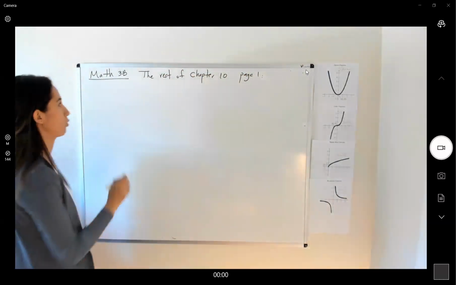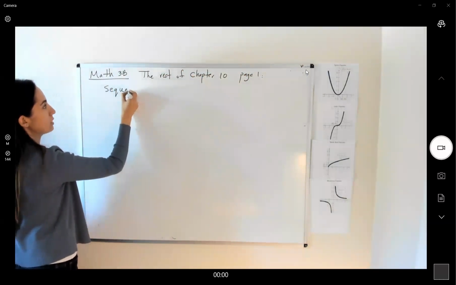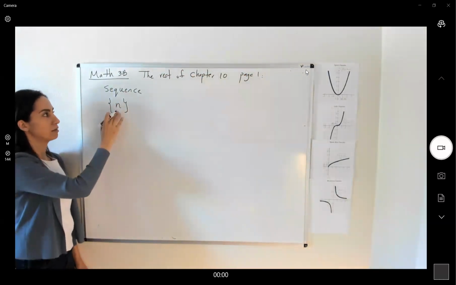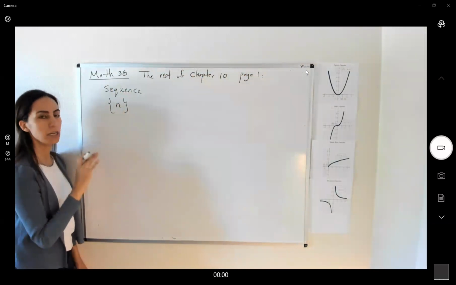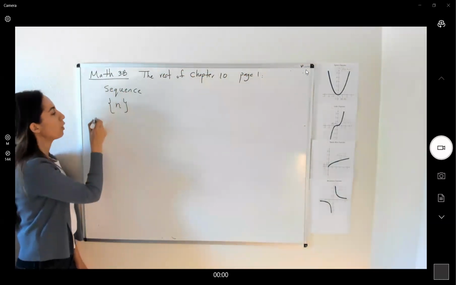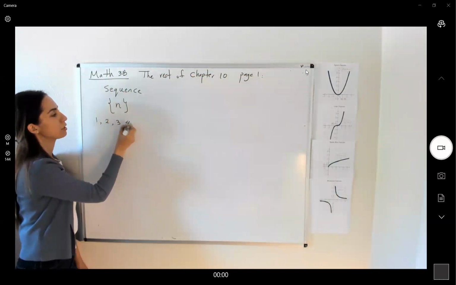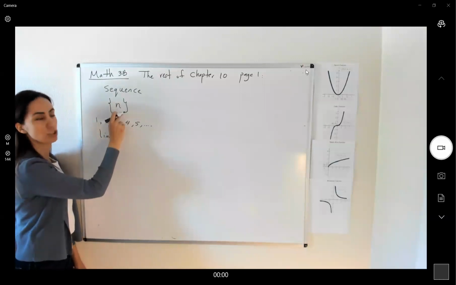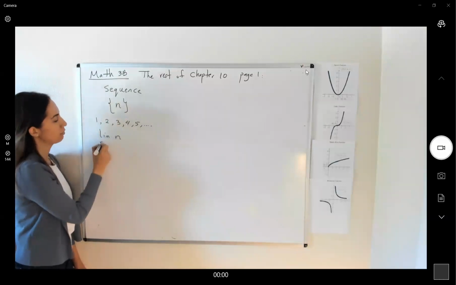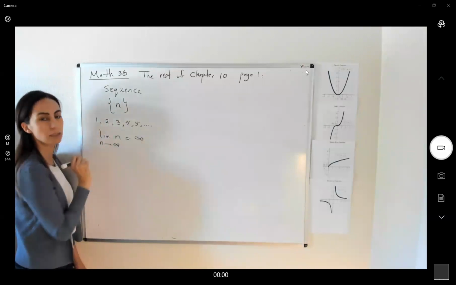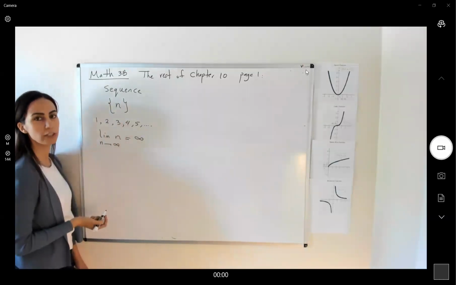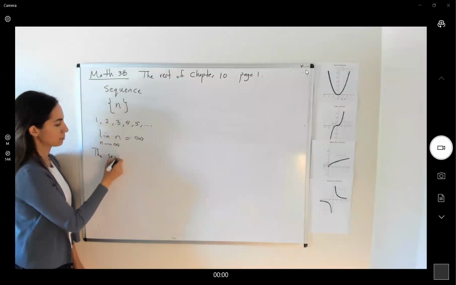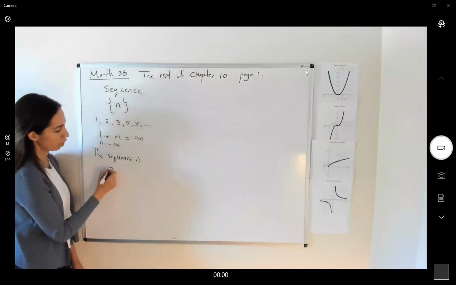Suppose you have a sequence. The sequence is defined as n. What's the meaning of that? It means that I can list the terms of this sequence: 1, 2, 3, 4, 5, and so on. Take a look at the limit of this function. The limit of n while n goes to infinity is infinity. So you say that this sequence is divergent.